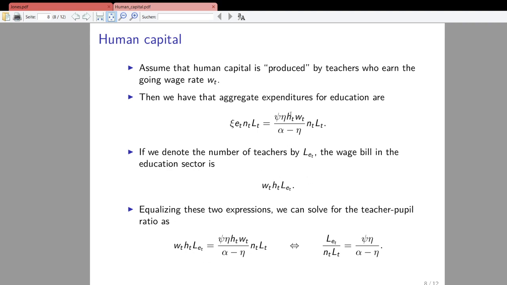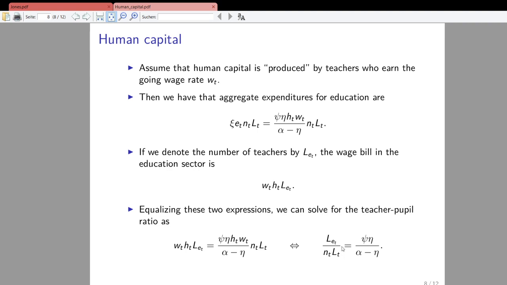Now we can set these two expressions equal to each other, because education expenditures have to be equal to the aggregate cost of education when we employ L_t^E teachers. And from this we can then derive equilibrium employment of teachers in the education sector. In principle we could then determine the number of teachers when we still had N_t and L_t on the right-hand side. We could also substitute out for fertility and explicitly solve for the fraction of teachers in the economy.